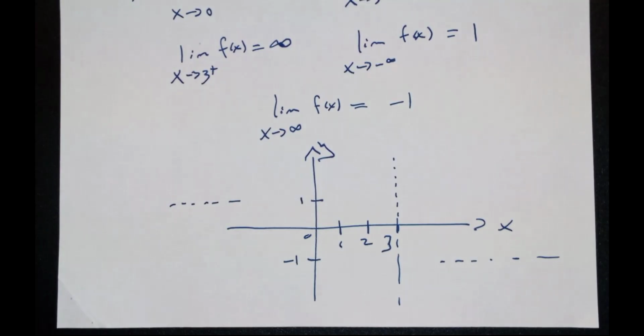Okay. Tell me what's going on at 0. What is my limit as we approach 0? And it says from both sides, right? So that means on both sides of the y-axis, I should be going up.